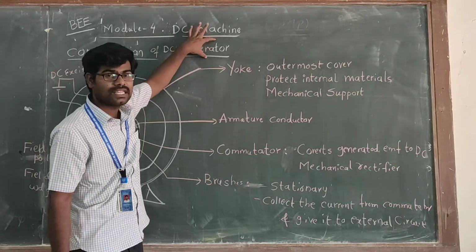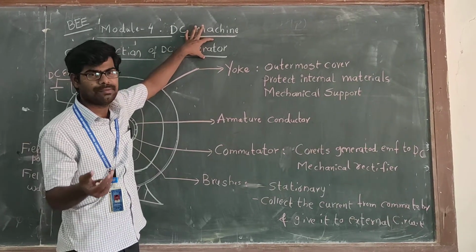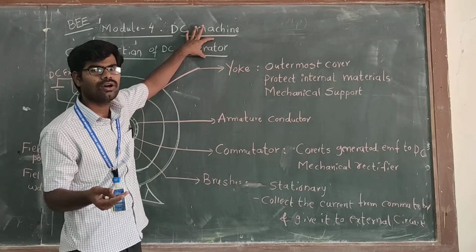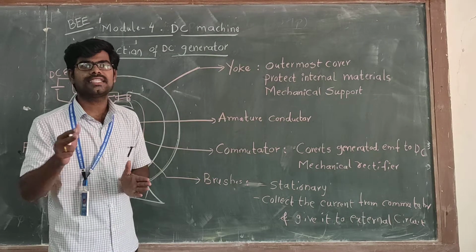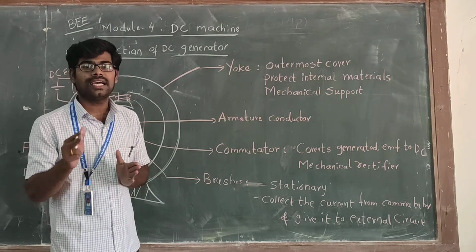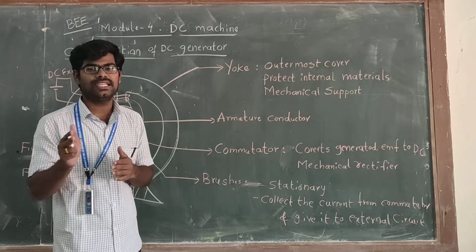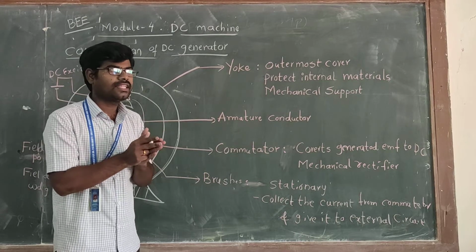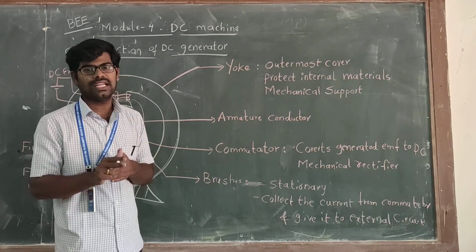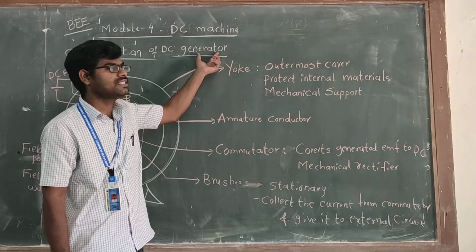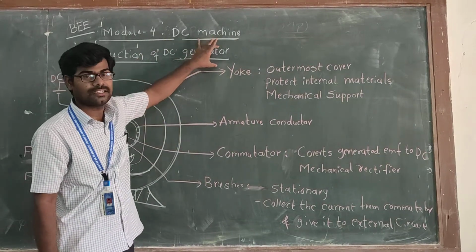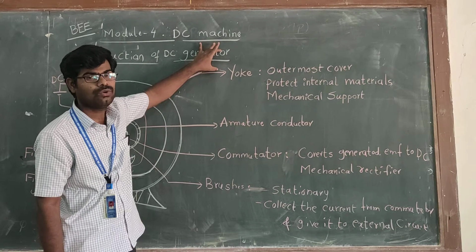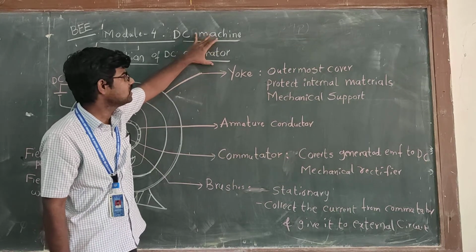What is the meaning of generator? Generator means the same thing, whether it is a DC machine or a synchronous machine. A generator generates supply. It generates electricity from mechanical energy. So mechanical energy is converted to electrical energy in the case of a generator.